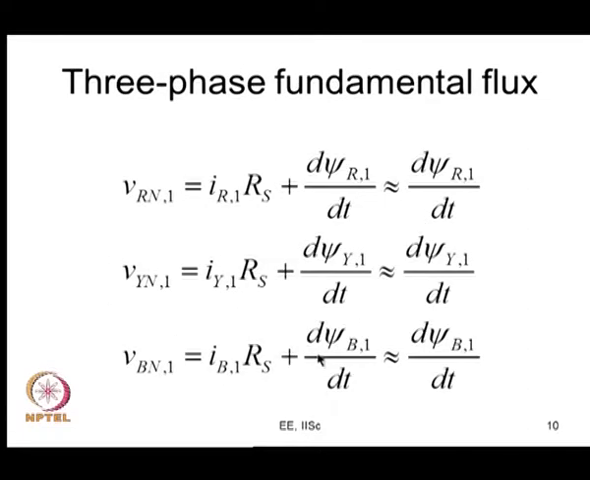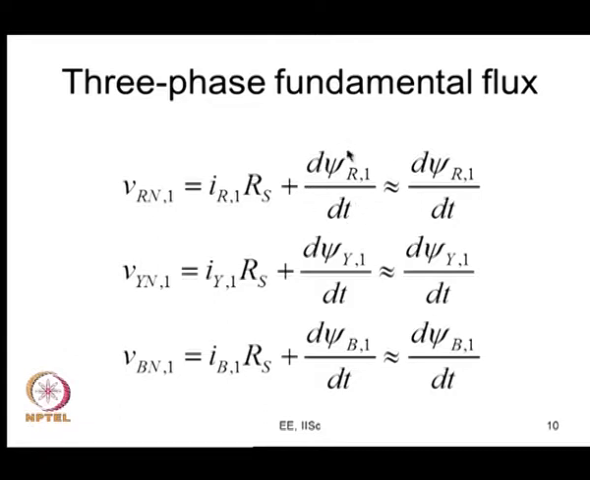Okay, so they produce flux, they produce the fundamental flux. So, the relationship V_RN1 is given like this now. This is the IR drop in the R phase winding. This R_S is the stator resistance, and this is the resistance drop in the R phase stator winding, plus dψ_R1/dt.